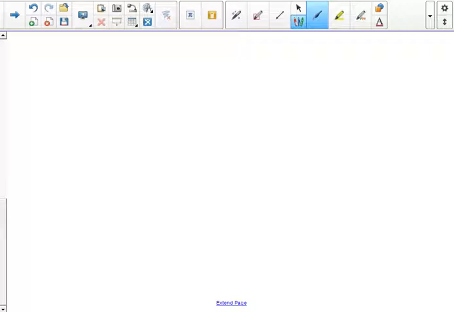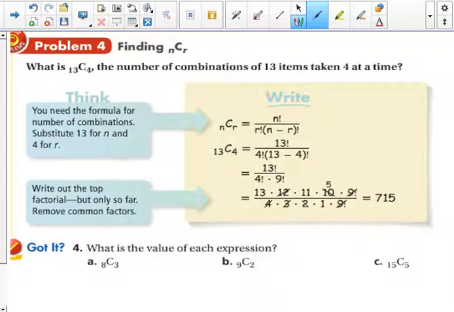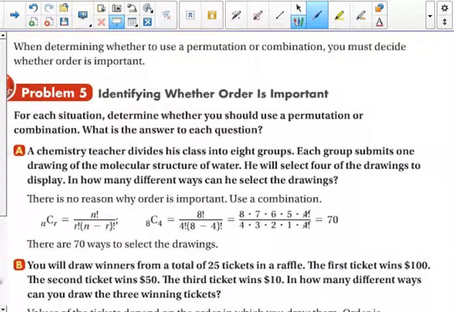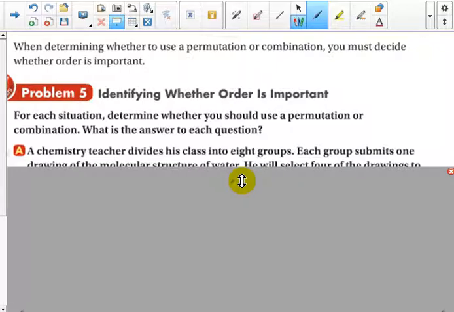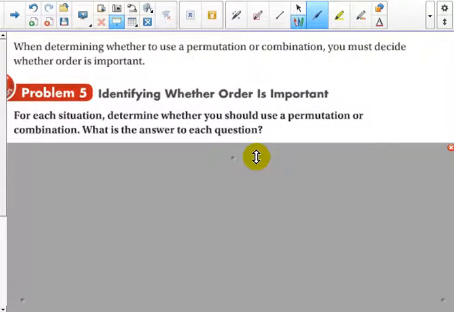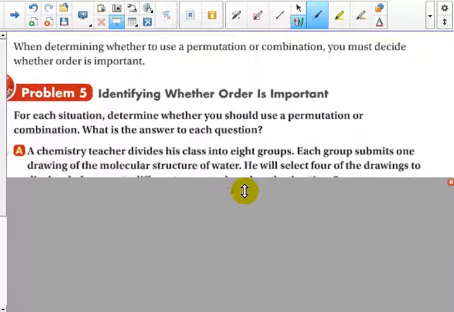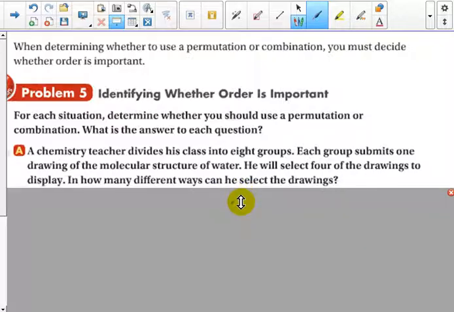Now, I got to give you a word problem. When order is important, okay? When order is important, you've got the P, the permutation. When order is not important, you've got a combination. So let's look at this. Problem 5. For each situation, determine whether you should use permutation, that's where order is important, or combination, not important. So a chemistry teacher divides his class into 8 groups. Each group submits one drawing of the molecular structure of water. He will select 4 of the drawings to display. How many different ways can he select the drawings?